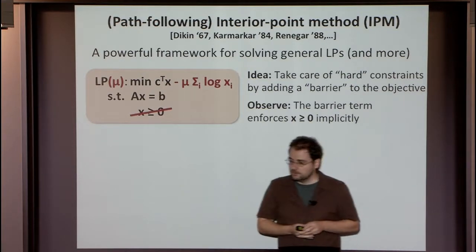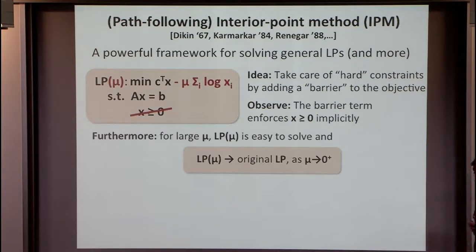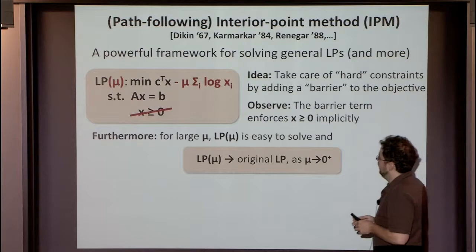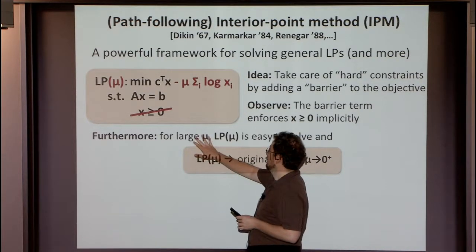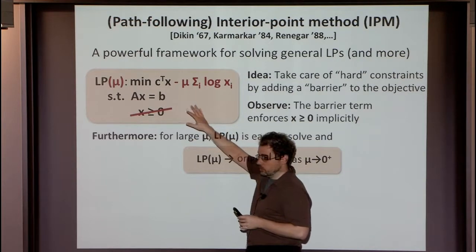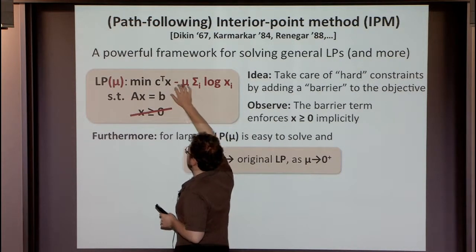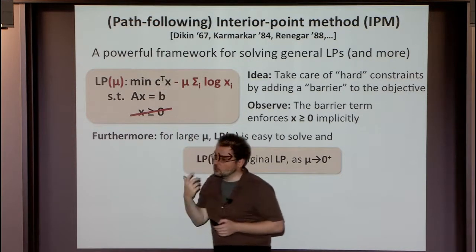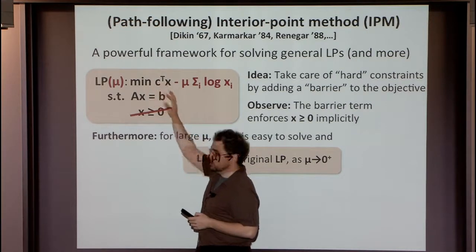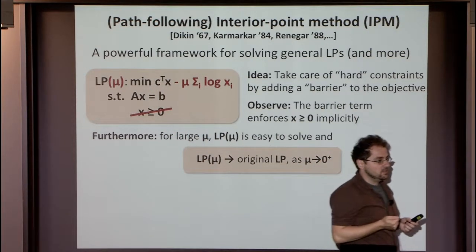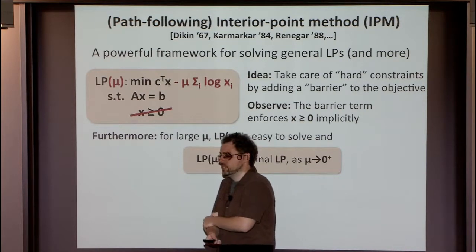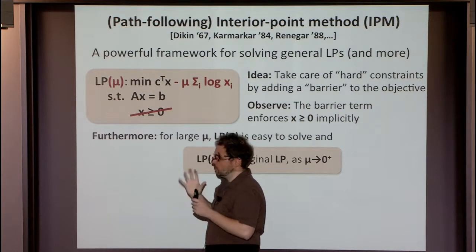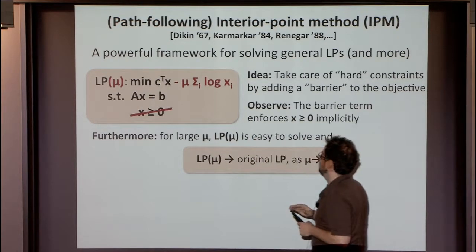So this is the first step, and then it's easy to see, first of all, and you have to trust me on that, that if mu is large enough, so when this term takes over and becomes more important than our actual objective function, then solving such an LP is very easy. It essentially boils down to finding something called the analytic center of our polytope. And this can be done easily.